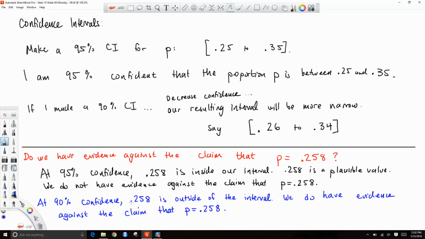Yes? So for the same question, like, do we have evidence against the claim? If it were to say, do we have evidence that P equals 0.25, would the answer be no, because P is not necessarily equal to... Okay, so I'll answer that question in just a moment, okay? But before I answer that question, I want to make sure we're okay with saying whether we do or don't have evidence against some claim that P is equal to something. Is this okay? And even though we're looking at the same data and we just decreased the confidence, our conclusions can change. Okay, so we had a good question that says, do we have evidence to support the claim that P equals 0.258?